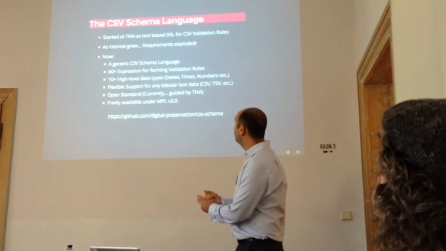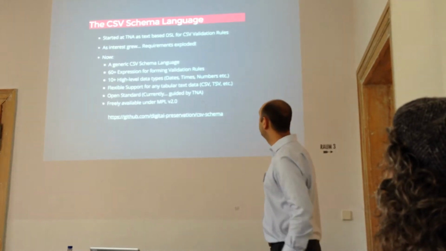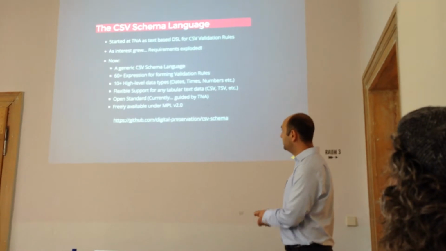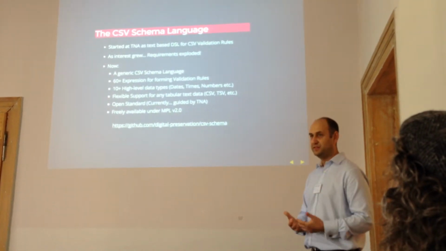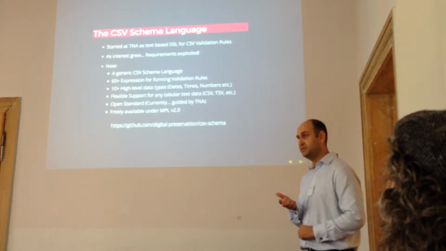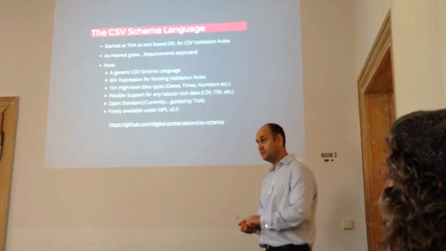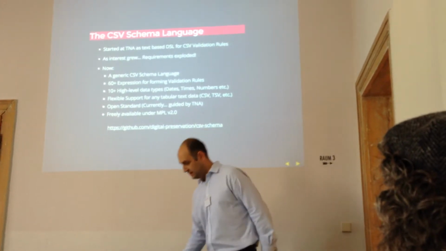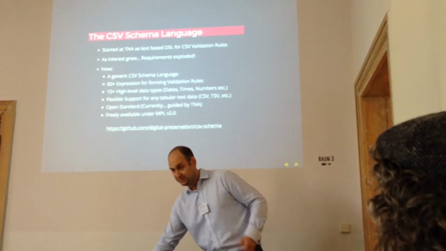So we created a language, a grammar, for expressing CSV validation rules. It's pretty generic. It has lots of expressions and types. Most importantly, I think, it's expressed in plain text. So as an archivist, I don't have to understand JSON, I don't have to understand XML, I just need a text editor to write these rules. And we try to make them usable for humans. This is really important for the domain that I come from. I'll just go a bit fast because I'm running out of time, but I want to get into some examples.